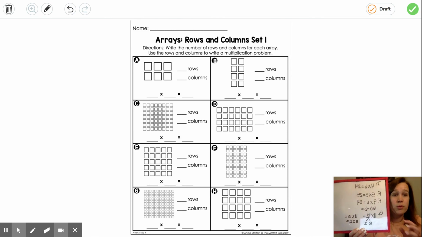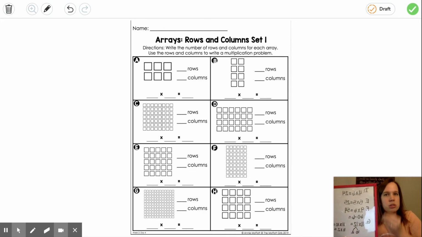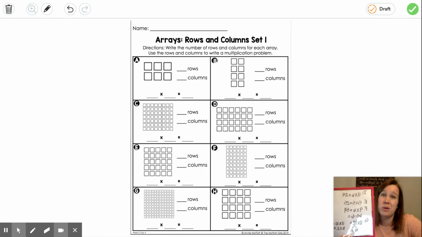This is a way to break up something that has larger numbers into easier, smaller chunks. It's a lot more efficient than sitting and counting by ones. But there is nothing wrong with counting by ones if that's what helps you out and gets you to the answer, honestly, because it's already drawn. All you have to do is count.